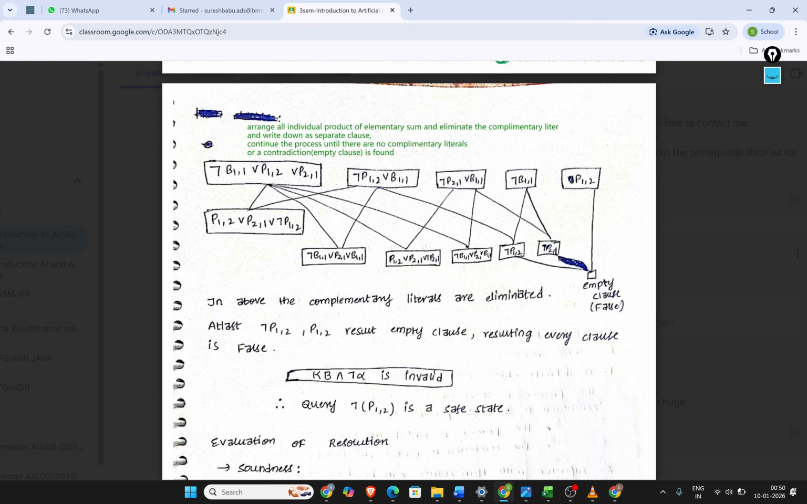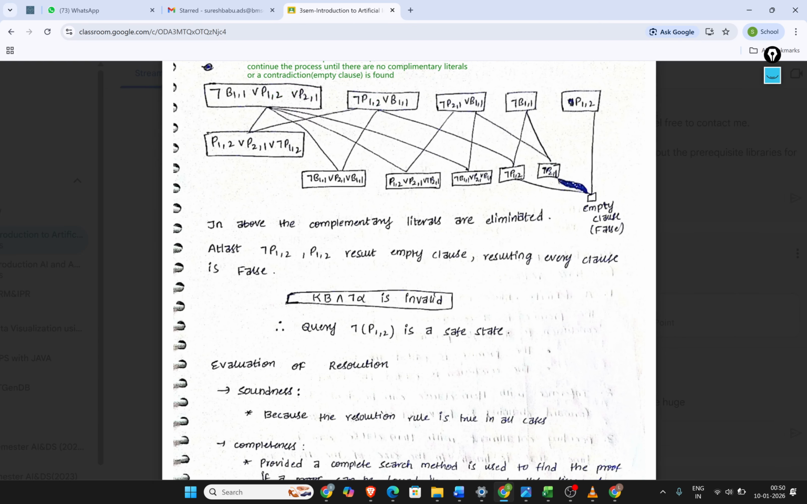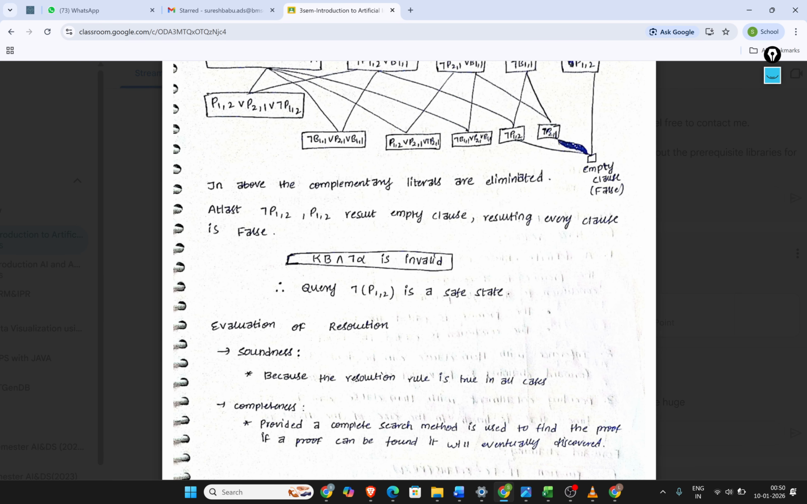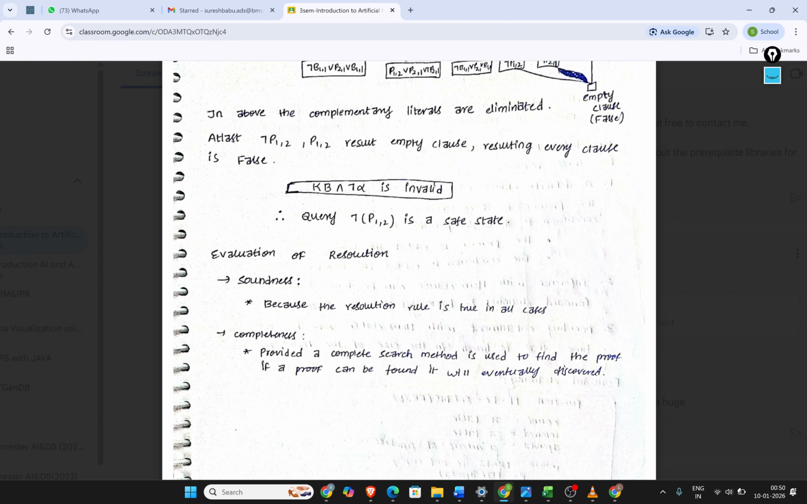So this is how we prove that the knowledge base entails alpha, that is our query, using resolution through refutation. Remember, this is for propositional logic.